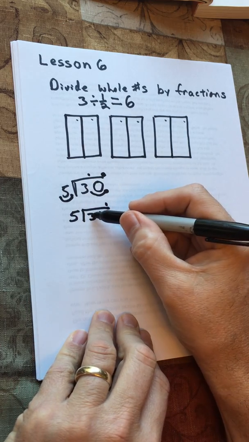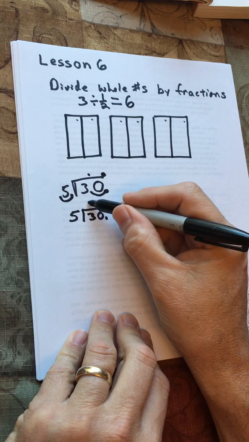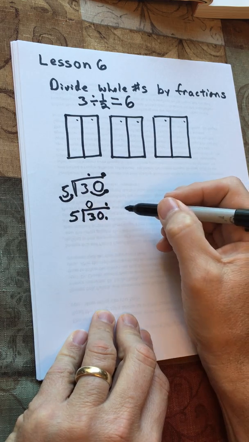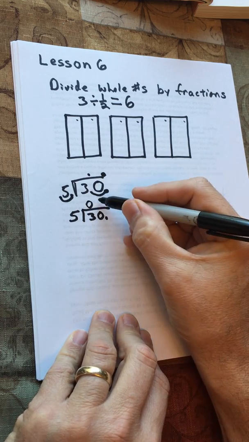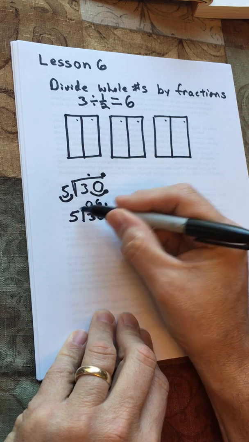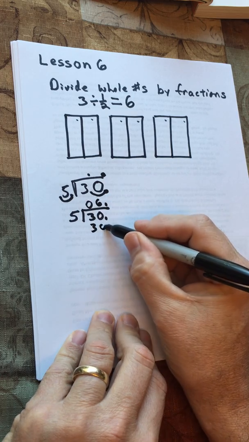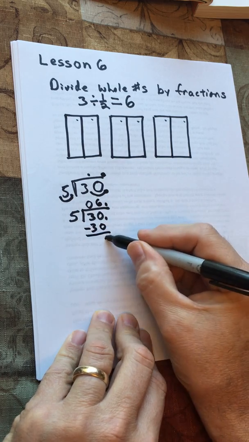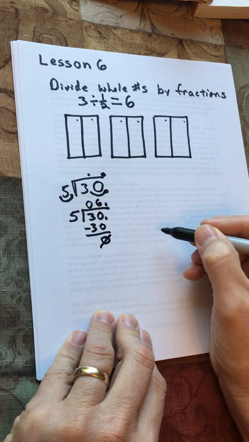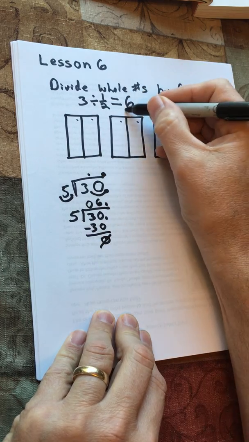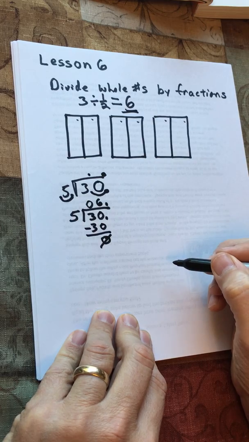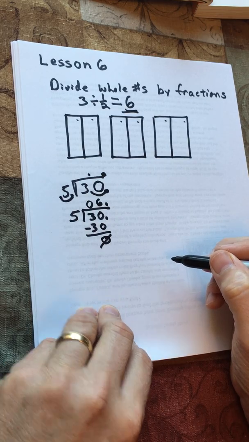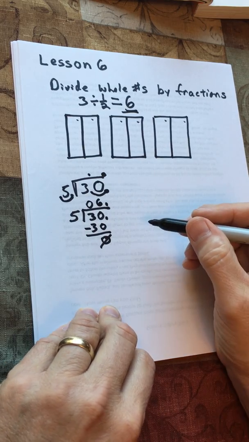Can I divide 3 by 5? No, I can't. So I'm just going to put a quick little 0 up there. Can I divide 30 by 5? Yes, I can. 6 times 5 is 30. I do my subtraction, and I get 0. Well, it's the same answer we got up here. Wow, so it does work out. Okay, so that's how we do that.